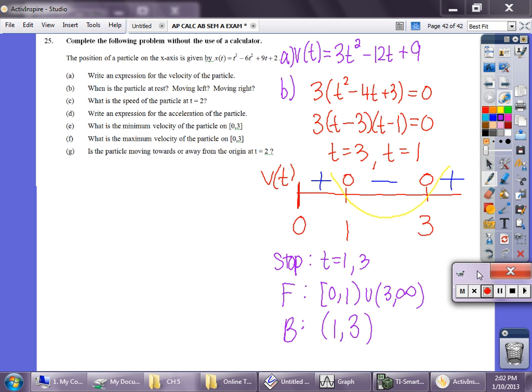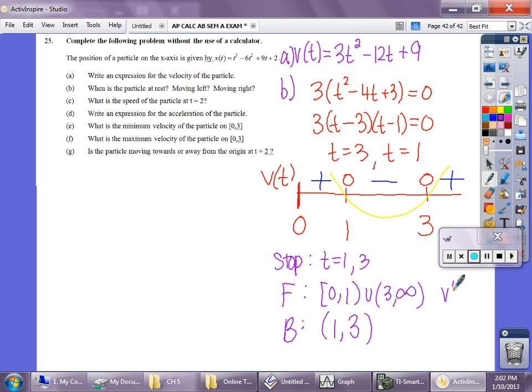If they ask me why, I got to give my reasons. V of t is positive. Here, V of t is negative. And here, V of t equals 0. All right, letter C. What's the speed of the particle at time equal to 2?